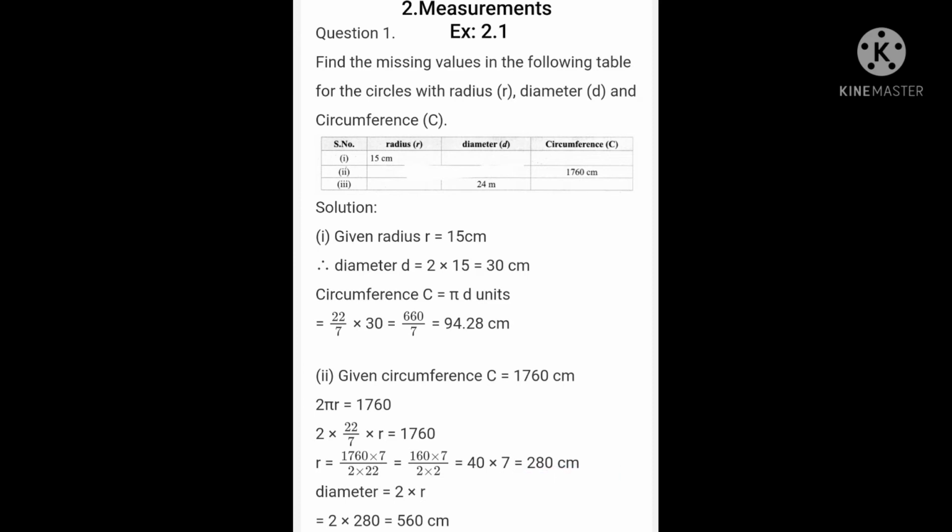Now we have to find diameter. We know well diameter is equal to 2r. Already we have r is equal to 280 centimeter. Just substitute into that. Diameter is equal to 2r, so 2 into 280, which is equal to 560 centimeter.